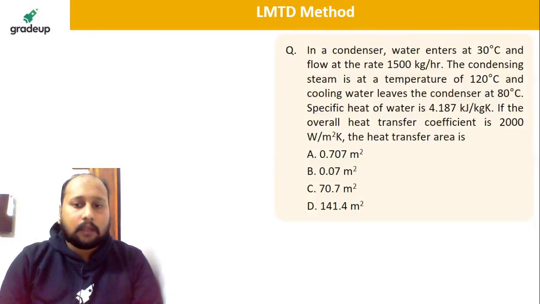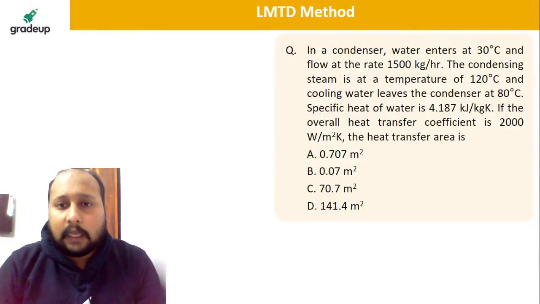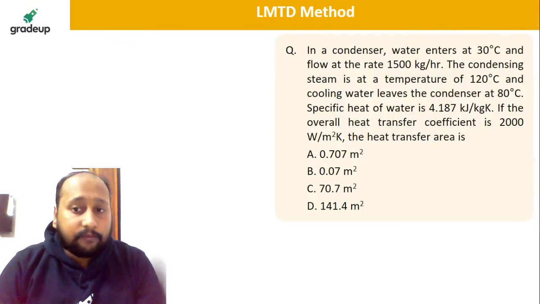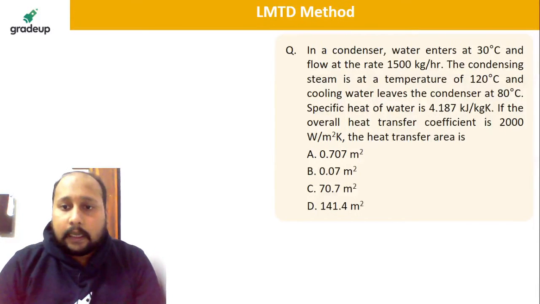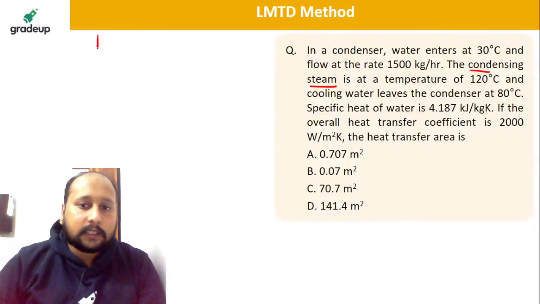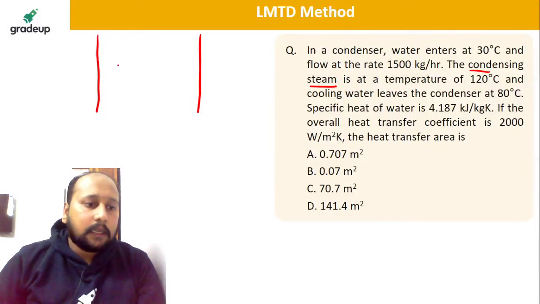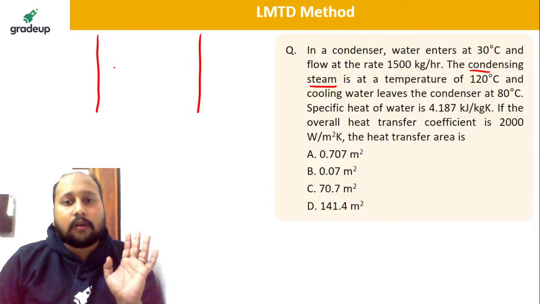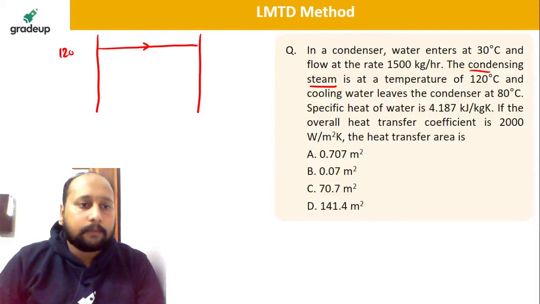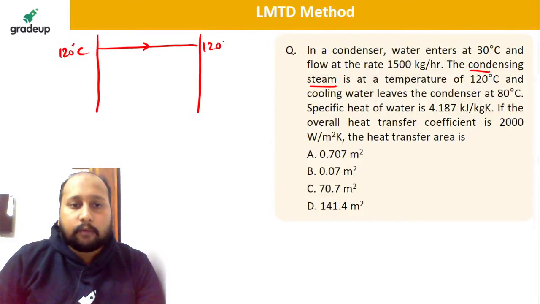Next, let's see what is the next question. In a condenser, water enters and flows at a rate of 1500 kg per hour. Condensing steam is at a temperature of 120. Now we are having again a phase change phenomenon. Condensing steam means you can draw for a parallel flow or counter flow, it doesn't matter. So let's draw. This is 120 and this is also 120.